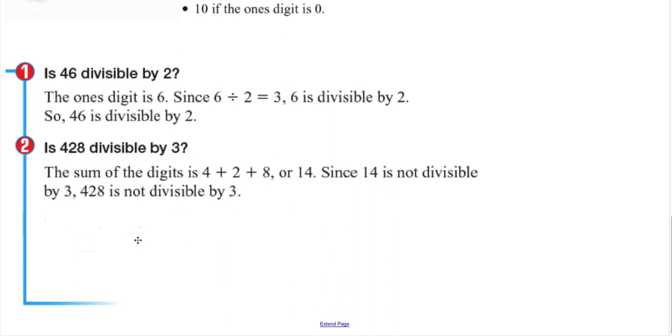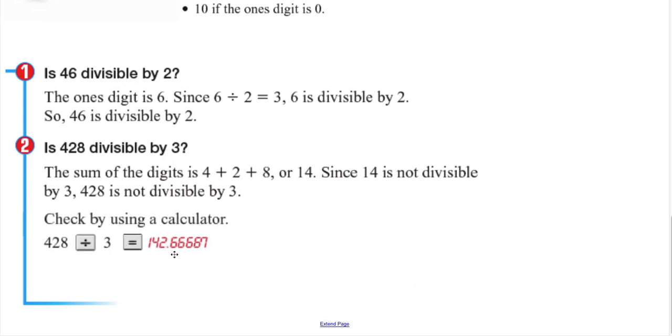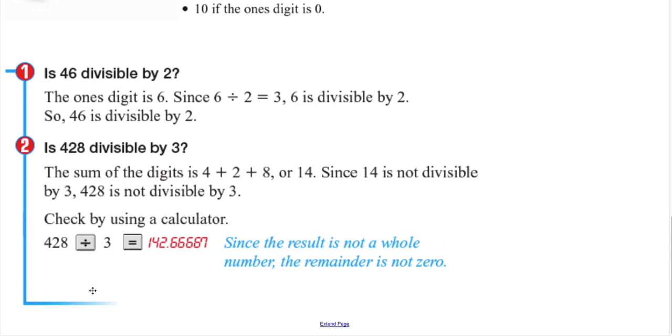You can check it with a calculator. When you use a calculator, 428 divided by 3 will give you a decimal. So that means if it has a decimal, it's not divisible by that number. Since the result is not a whole number, the remainder is not 0. The result should be a whole number for it to be divisible by that number. So 428 is not divisible by 3.